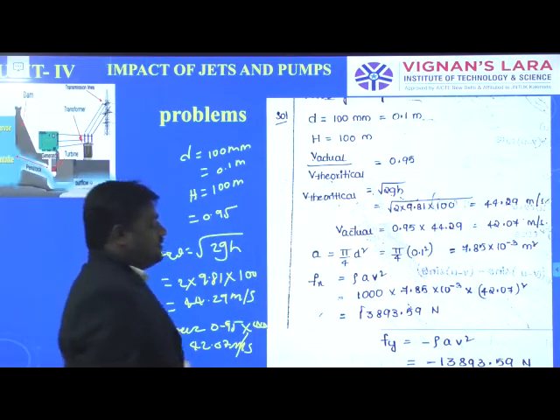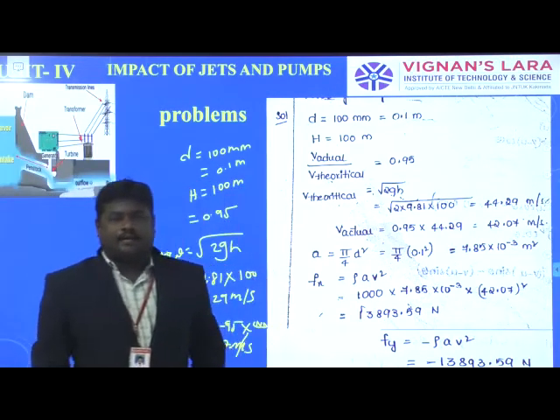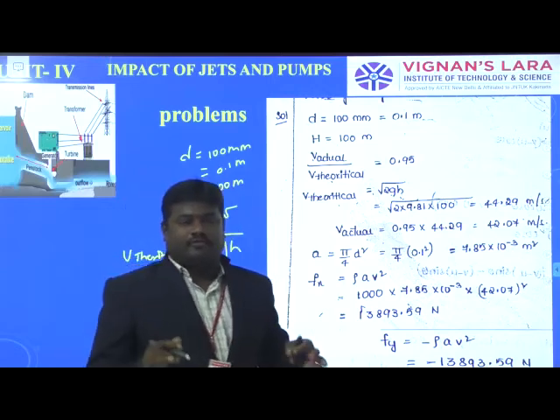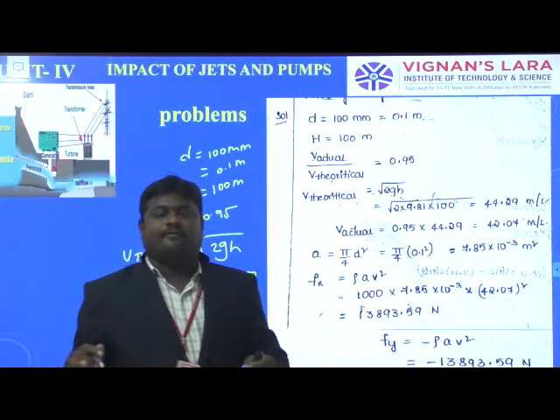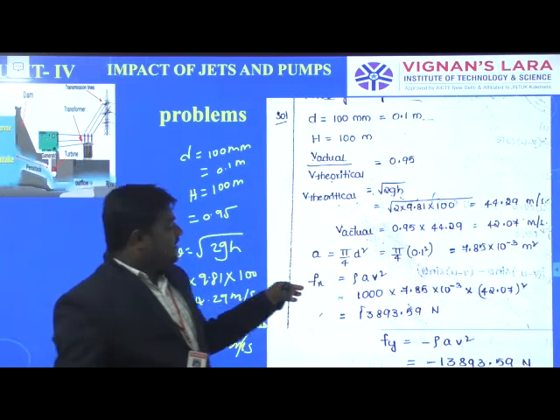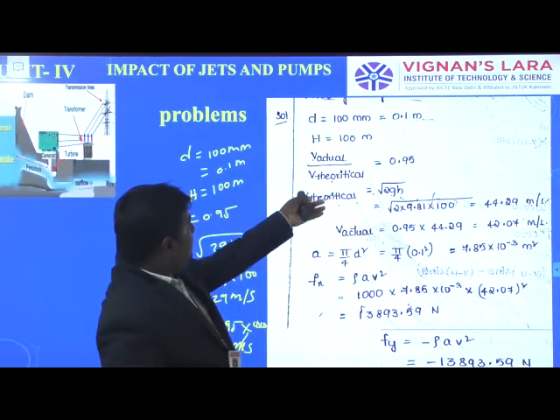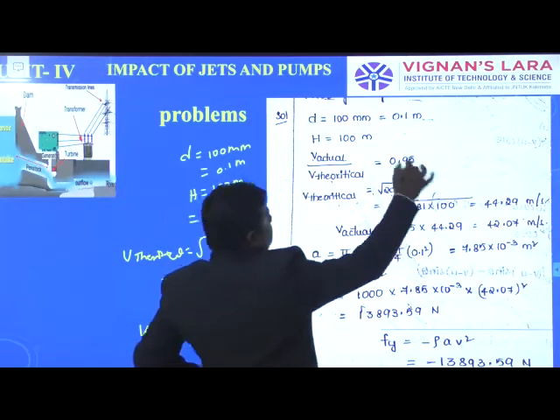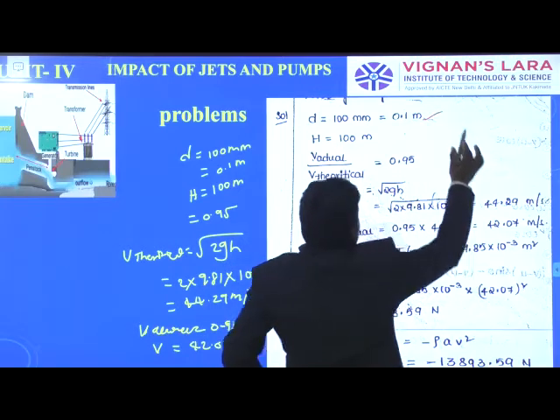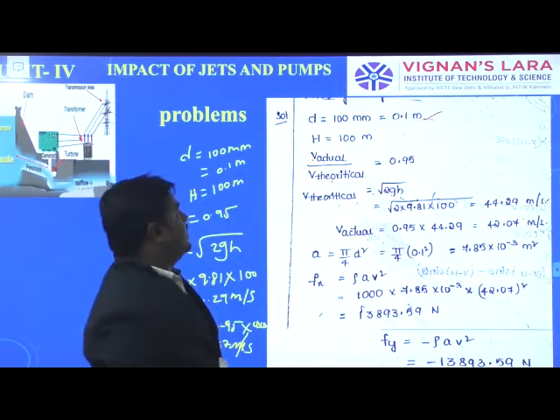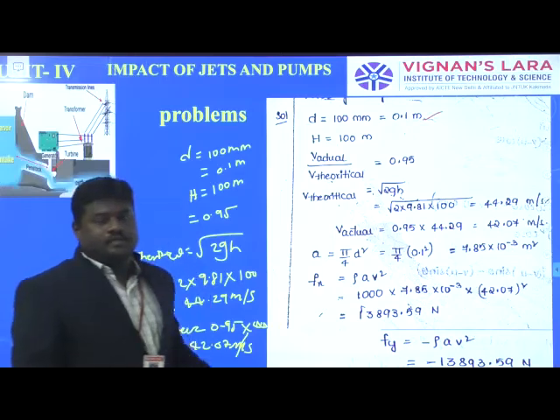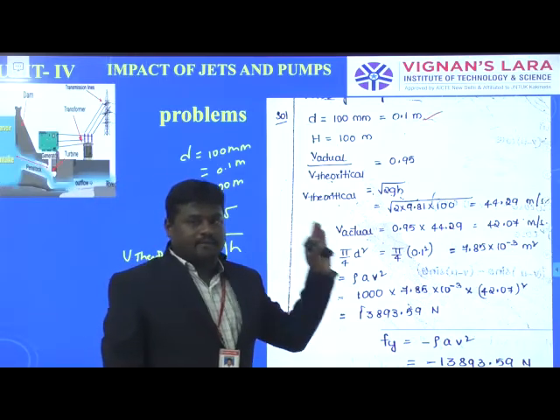Then go for the area. We know that the area for a stationary plate or curved plate, the formula is pi by 4 d square. The d value given is 0.1. We already have that value, since in the problem they gave 100 mm, which is converted from mm to meters.